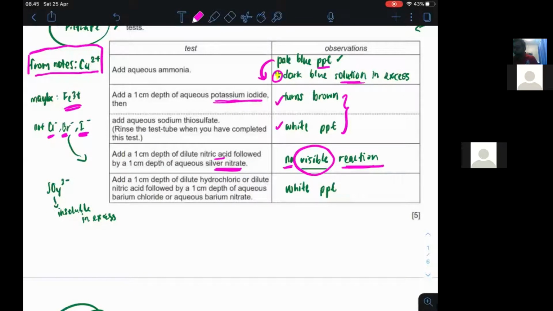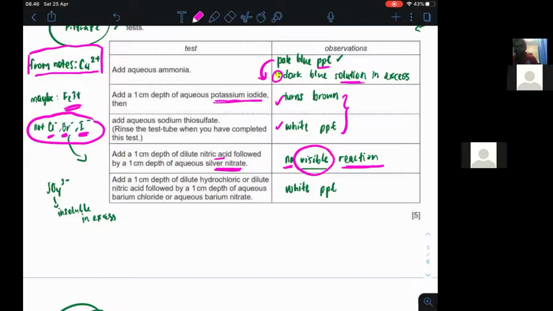If you see that it's still blue and not changing color when I add nitric acid and anything, no change, please just write no visible reaction. This is important. Even though you don't see anything, don't leave it blank. That is very important. But what is my deduction based on this observation? I can deduce that the anion from this filtrate does not have these three.